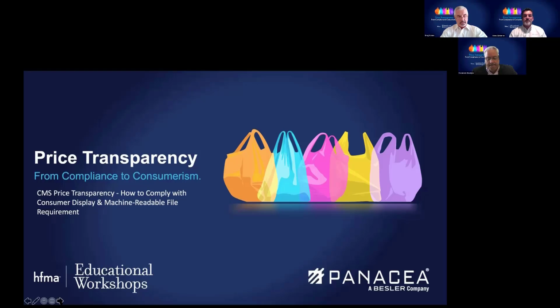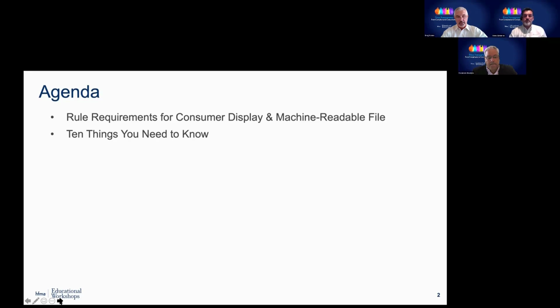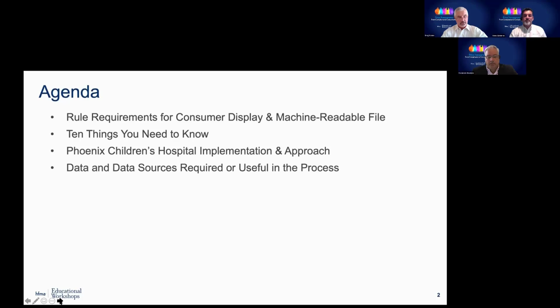Our agenda today begins with a short two-slide overview of the rule requirement. We will then cover 10 things we feel you need to know, some of which may not have been clear or have gone unnoticed. Renee Clark from Phoenix Children's will then provide a real-world example of their approach to meeting the transparency requirement. We will also discuss the required data sources that may be useful in the process.